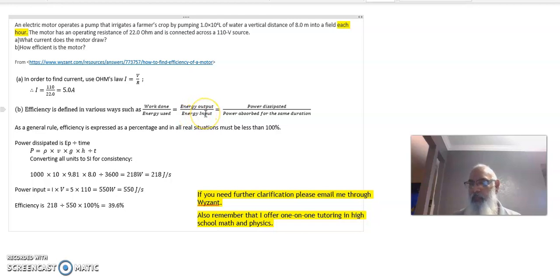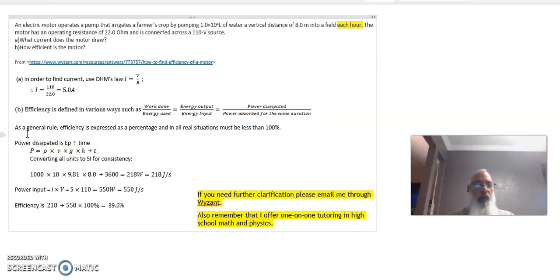You get a number, and that number should be between 0 and 1. So, as a general rule, we express that as a percentage. It just looks better. So, efficiency is expressed as a percentage, which means whatever number you get, you multiply by 100% and you get whatever percentage. Okay, so that's just a little bit of preamble, if you like. And so let's go ahead and proceed.